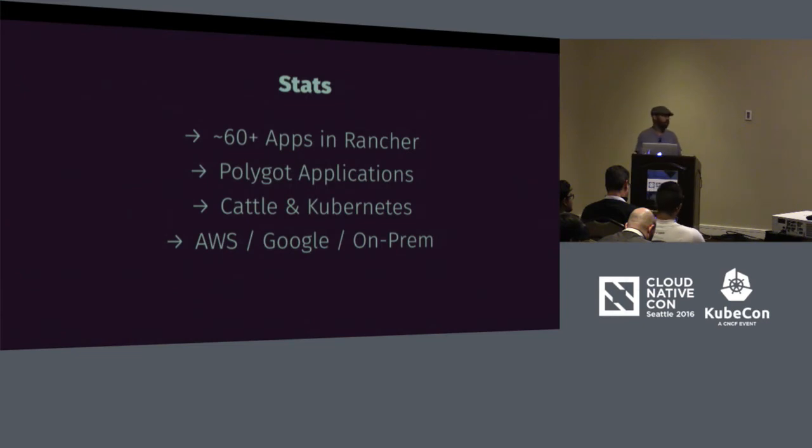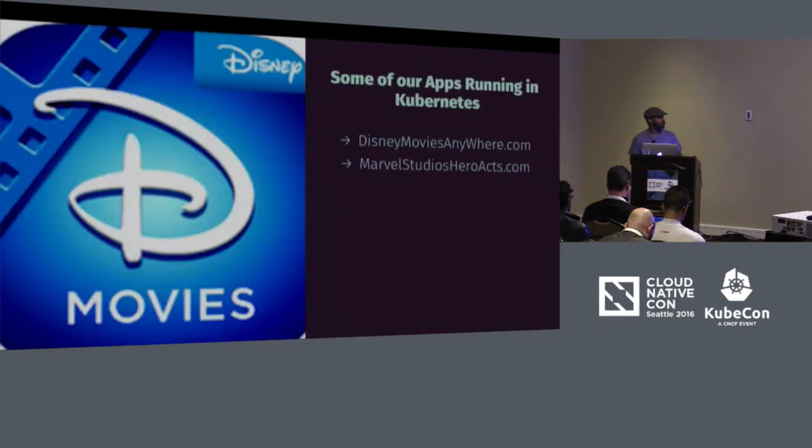Right now we've been on Rancher for about 6 to 8 months. Since then we have roughly 60 applications running within Rancher, all polyglot applications: Node.js, Java Spring, Go, you name it, it's probably in there. The 2 main orchestrations that we've chosen are Cattle and Kubernetes. And we're across 3 different types of clouds, so we are able to scale our applications across any infrastructure that we see fit.